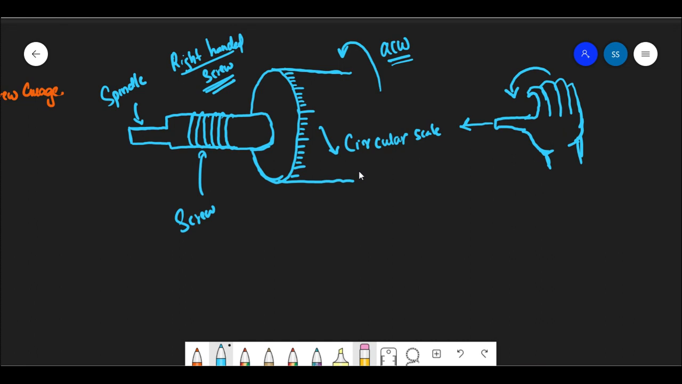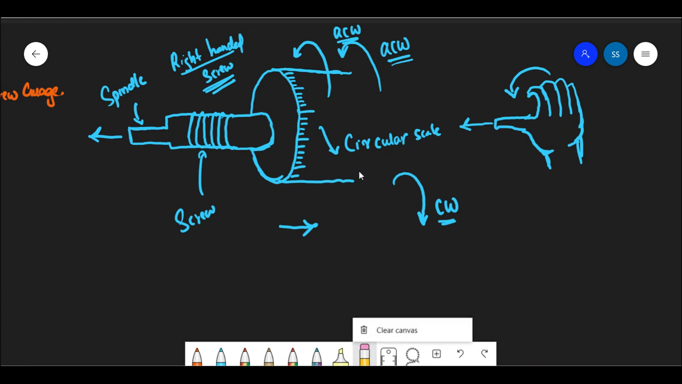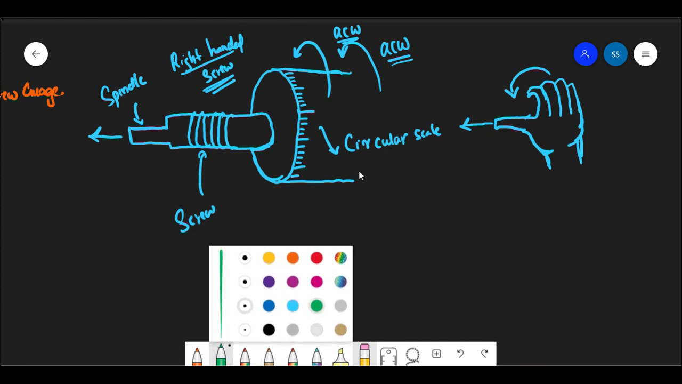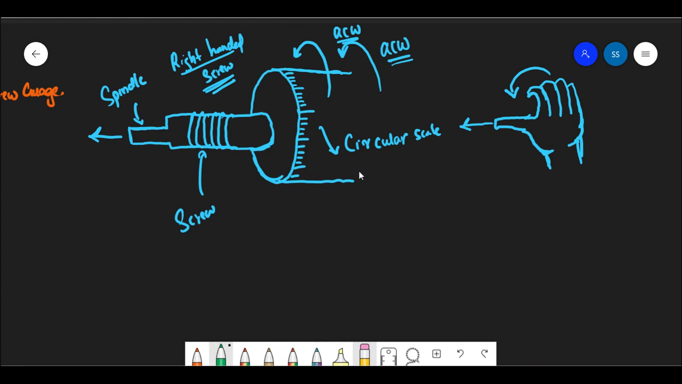Clear? So when you rotate the circular scale in the anti-clockwise direction, the spindle moves forward, right? And if you rotate it in the clockwise direction, the spindle will move backward. There is no rocket science behind it, it's actually easy. Now we will go to the actual figure of the screw gauge, which has a U kind of shape.